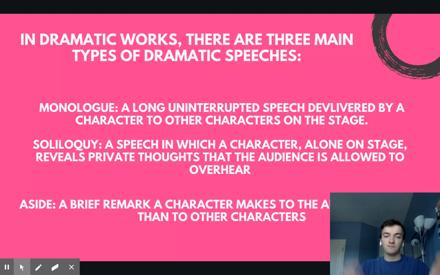Then a soliloquy is a speech in which the character alone on the stage reveals their private thoughts that the audience is allowed to overhear. Basically, what that means is that they know no one else is around, and they're just talking to the audience, or they're talking to themselves. They're talking about their plans, their inner thoughts. That is the way you learn about these characters, because we're not technically supposed to be reading this. The actor has to show you what the character's thoughts are, and the way they do that is by speaking them out loud. Kind of unrealistic.